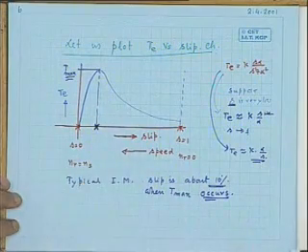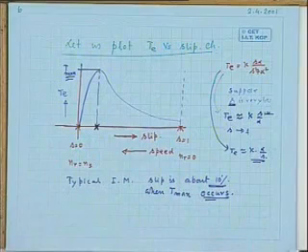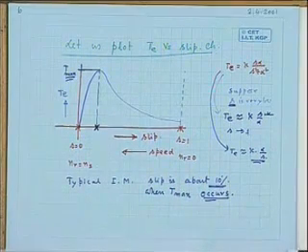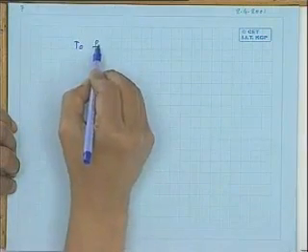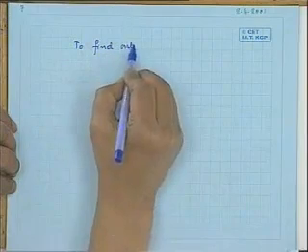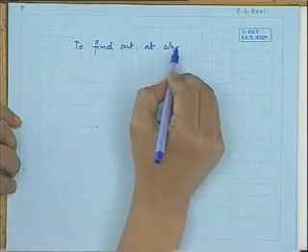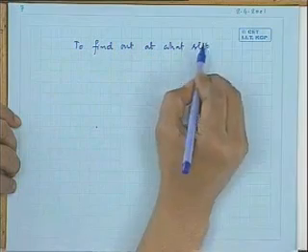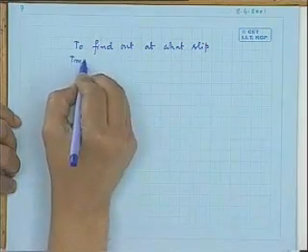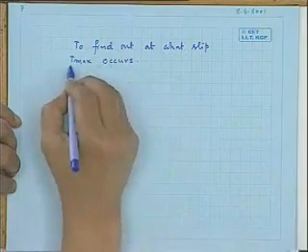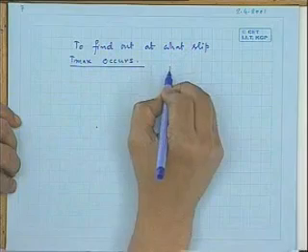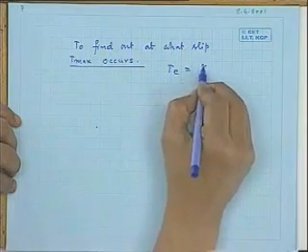The second thing I will do is that we shall try to find out at what value of slip this maximum torque is occurring. That is very easy to find out. So to find out at what slip Tmax occurs, this we want. This is just a one line derivation.